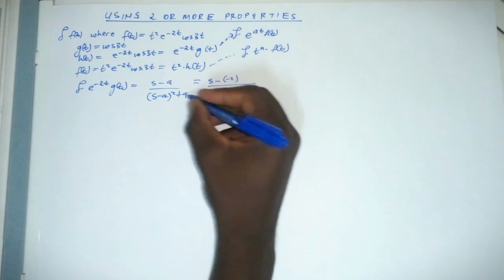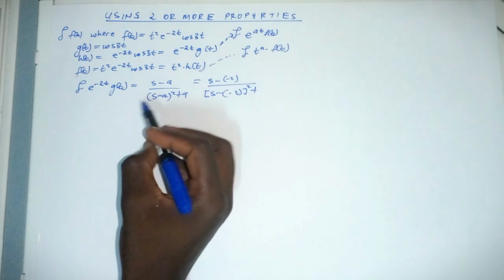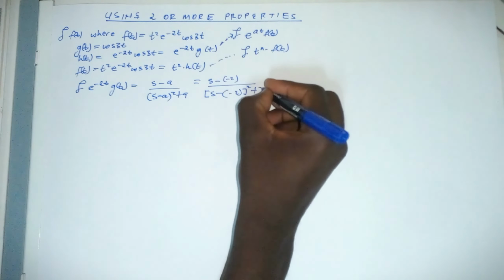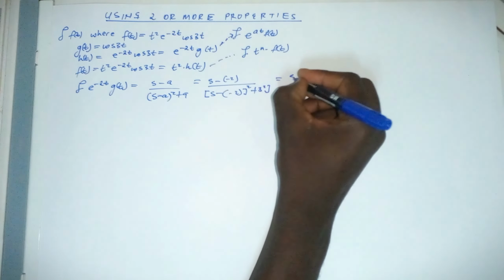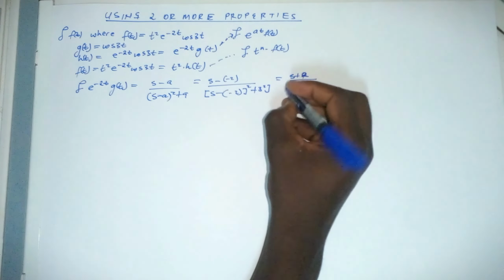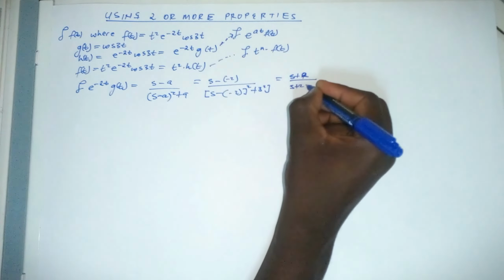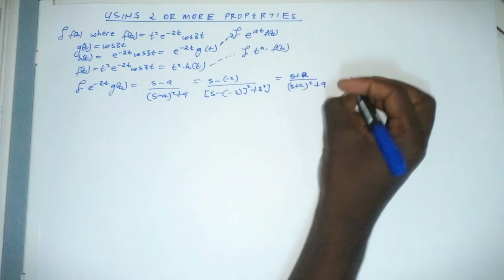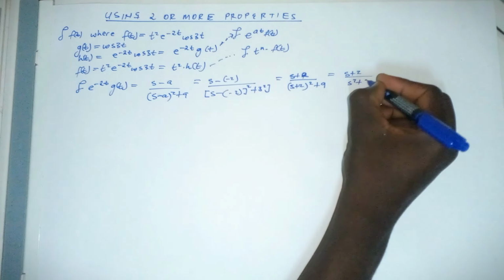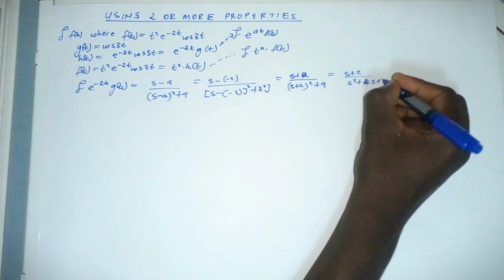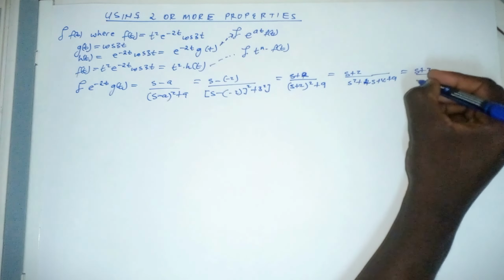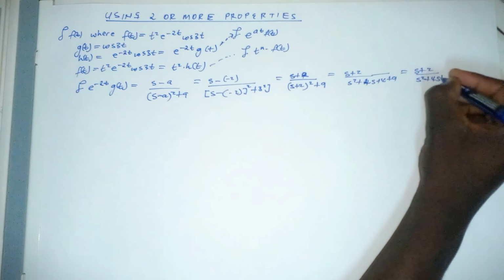I'm going to say plus a squared, the coefficient of t on g of t. In this case it is 3, so I'm going to write 3 squared here. This is going to be s plus 2, and we're going to have s plus 2 squared plus 9, and this is going to be s plus 2 divided by s squared plus 4s plus 4 plus 9, and this is going to be s plus 2 divided by s squared plus 4s plus 13.